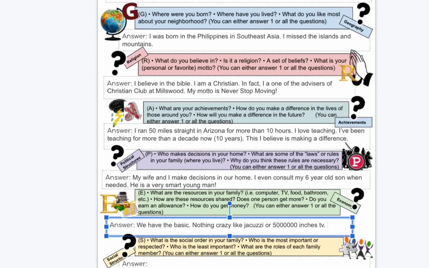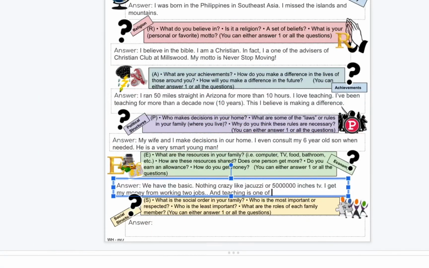So where do I get my money? So I work, and I sometimes have two jobs besides teaching. So that's how I get my money. See how fast and easy that was. Now let's go to the last letter, which is S, and it stands for social structure.